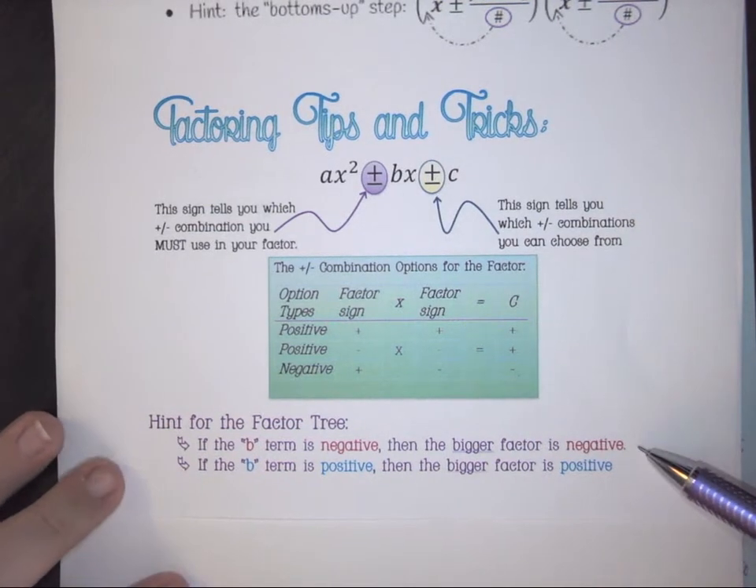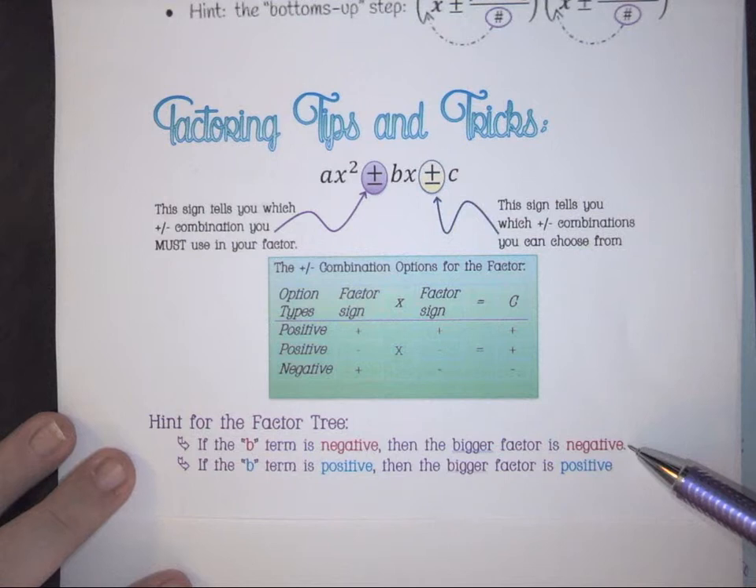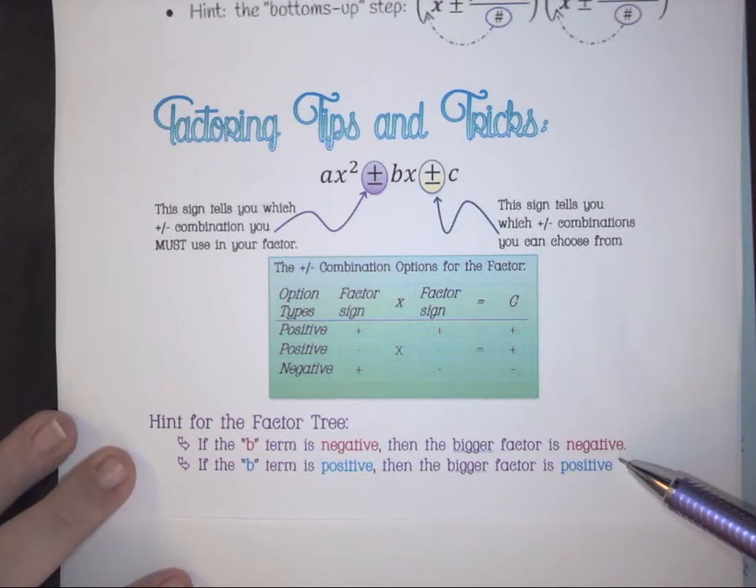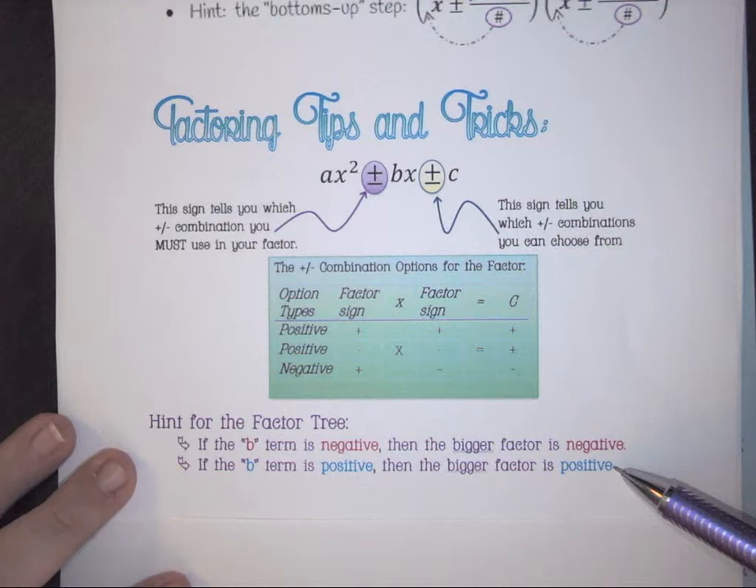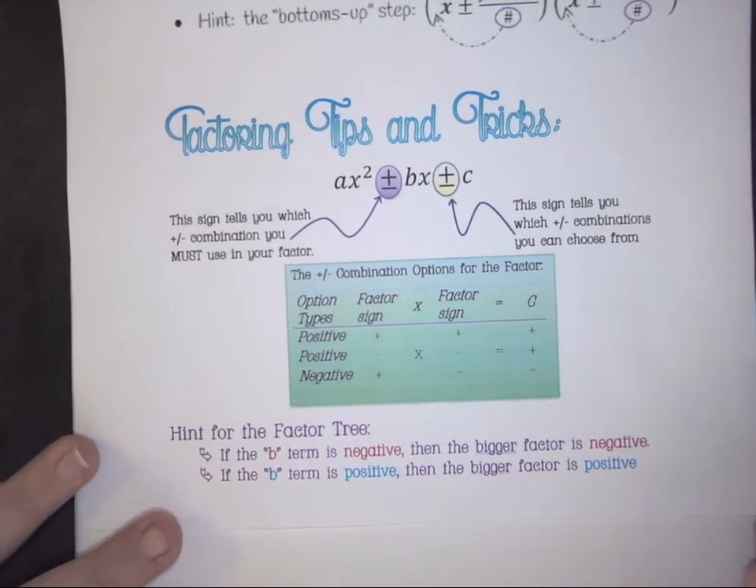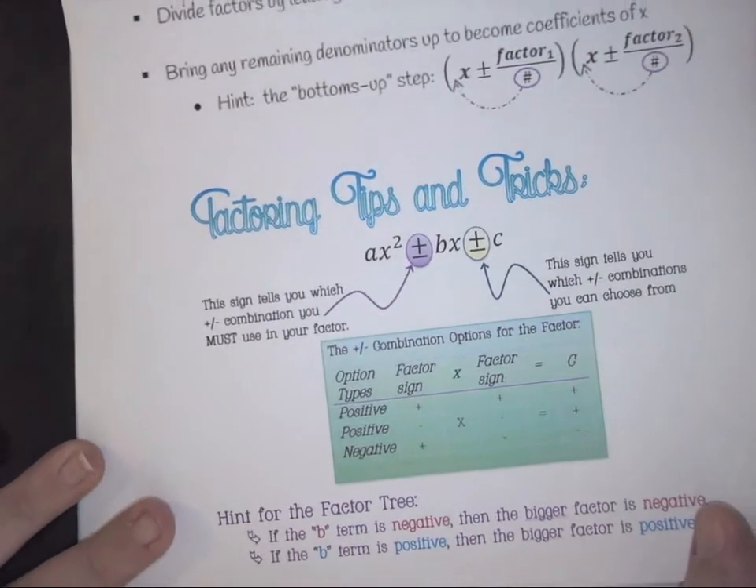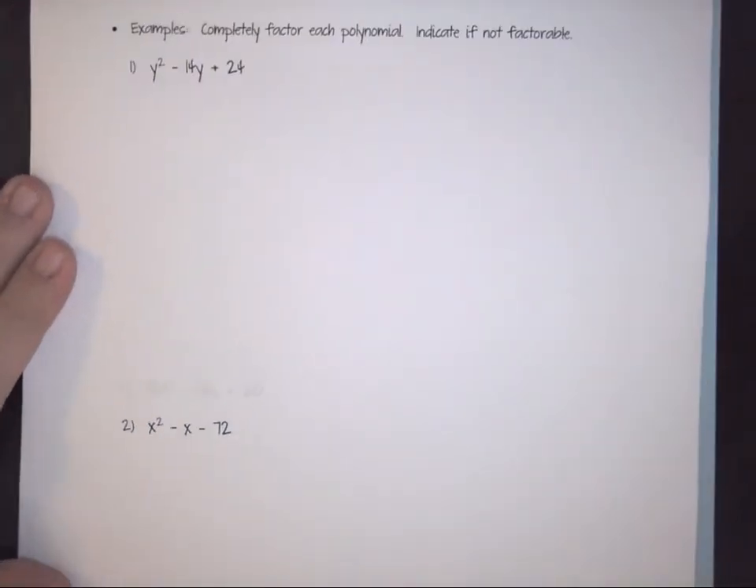The last hint I have is this. If your B term is negative, then the bigger factor is negative. If your B term is positive, then your bigger factor is going to be positive. So with that, let's take a look at some examples and see how all of this comes into play.